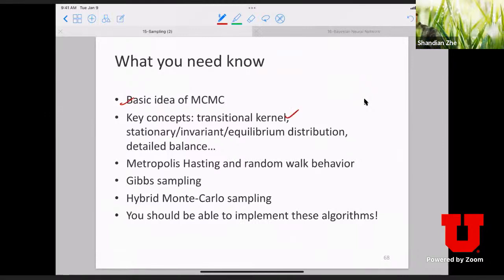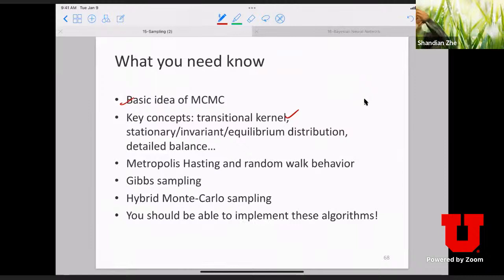What's the definition of the transition kernel? What's the meaning of stationary, invariant, equilibrium distribution? They're basically meaning the same thing. And what's the detailed balance? Right? Detailed balance is a sufficient condition to show the invariance. It's not necessary, and perhaps it's the most convenient way to show the invariance.